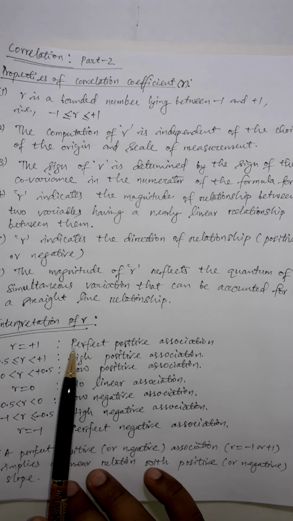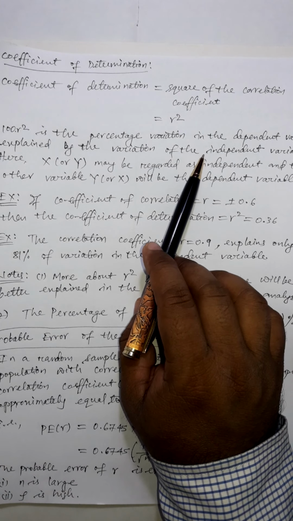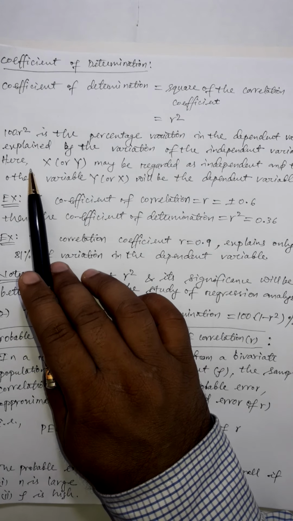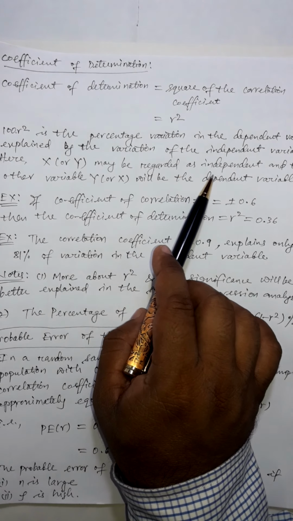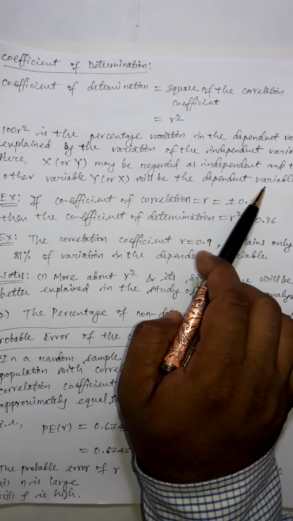Now the question arises that which variable is dependent and which one is independent. So it depends on which variable we are taking. It depends on our choice. Here if you regard x as your independent variable, then the other variable y will be the dependent variable and vice versa. If you take y as the independent variable, then definitely x will be the dependent variable. Okay friends, so this 100 R square is the percentage of variation in the dependent variable explained by the variation of the independent variable here.